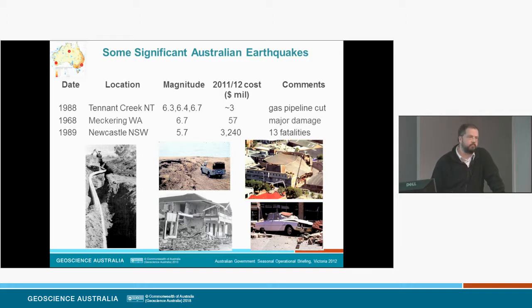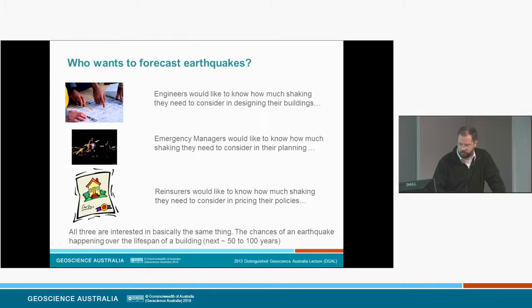And we've been lucky, really, that Newcastle was the largest earthquake we've had in a populated area within the last few hundred years. If we had a 6.7 in a populated area, no one would ask the question whether earthquakes occur within Australia. So who wants to forecast it? Who wants to know the likelihood of these things? Obviously we do. Chris does. He gave me the job of doing it. But outside of GA, who wants to know?